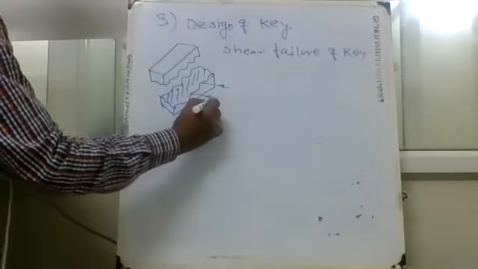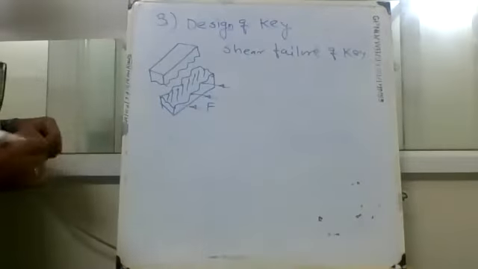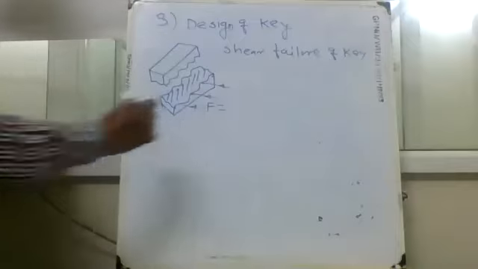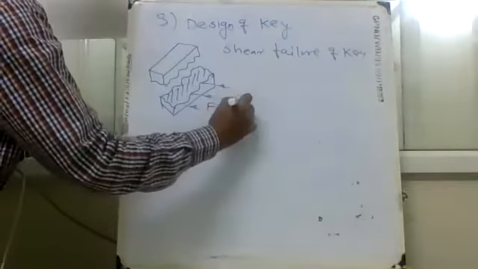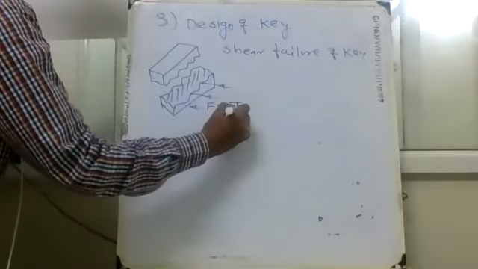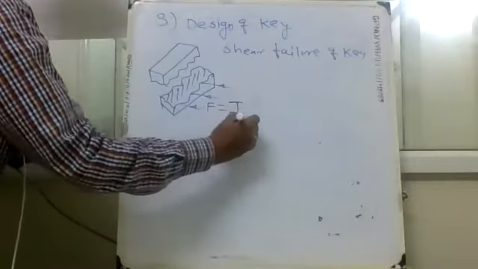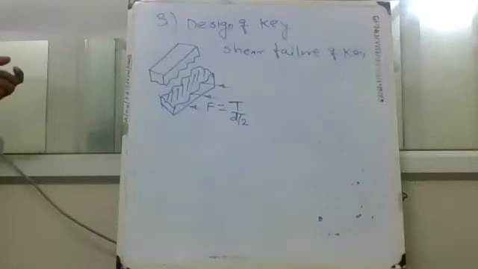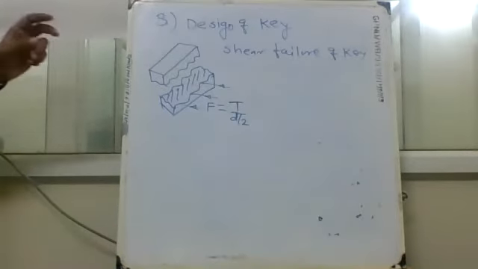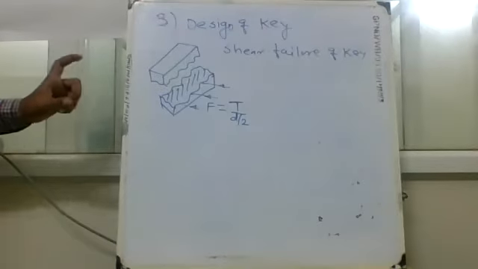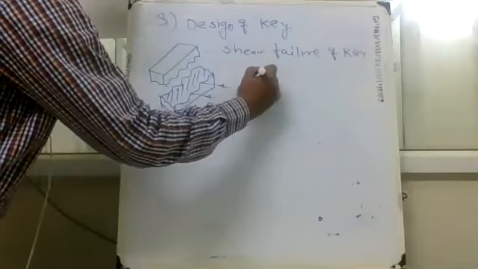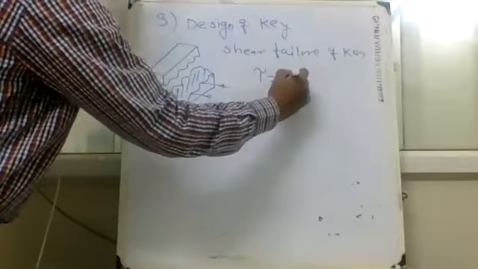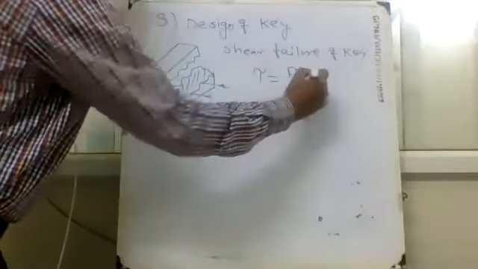This force is equal to, now here this particular force is equal to torque divided by d by 2, because here we know the torque. So directly force we cannot find. So we have the force which is equal to T divided by d by 2. Now the shear failure can be found by force divided by area.